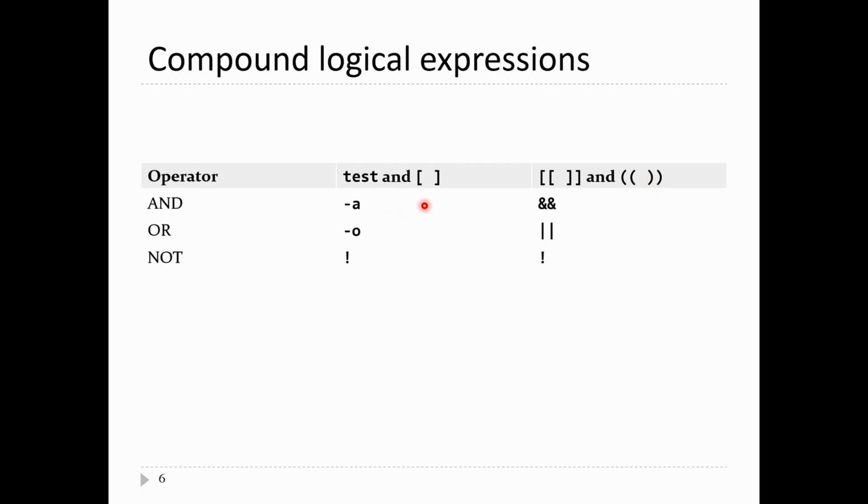If you're using the single square brackets, which is still very common, it's minus A, or is minus O, and not is the exclamation mark. So you can combine logical expressions this way.